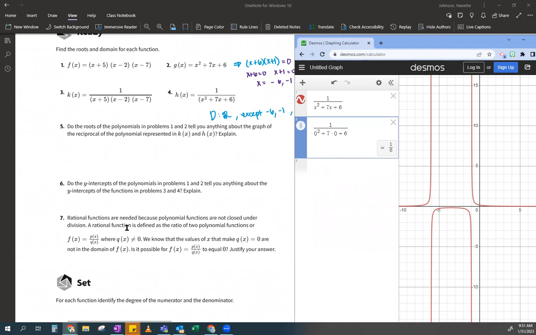Okay, so the rational functions are needed because polynomial functions are not closed under division. What does that mean, Ms. Johnson, not closed? So like bunnies, the set of bunnies is closed under reproduction, right? Like, if I have 2 bunnies reproduce, I get a bunny, right?